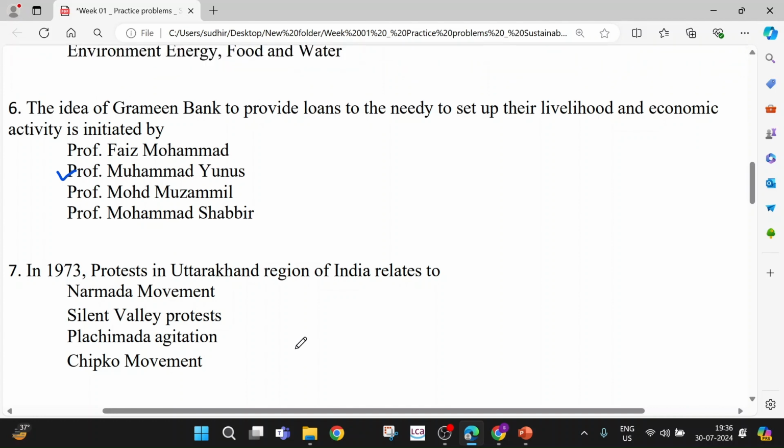So option D, this I have also asked you. Option D, Aditi, is also fine. So the Chipko movement protest, which was initiated in the year 1973, and it was initiated in which regions of India? It was Uttarakhand. So option D will be the right answer for this question.